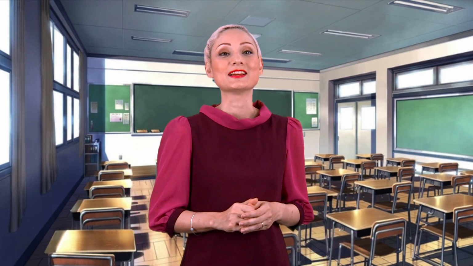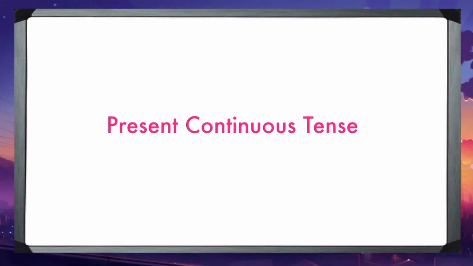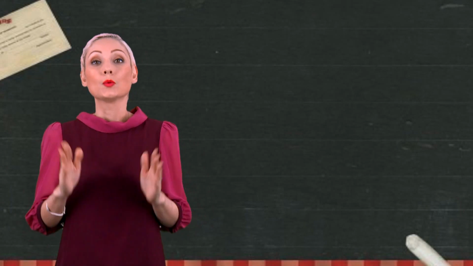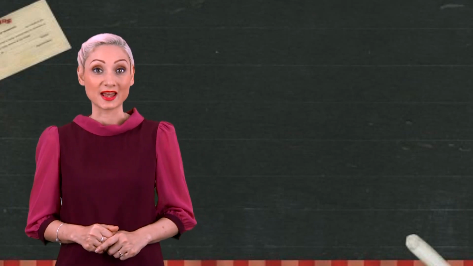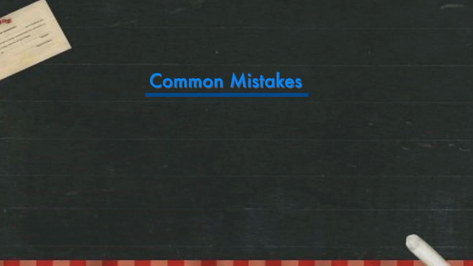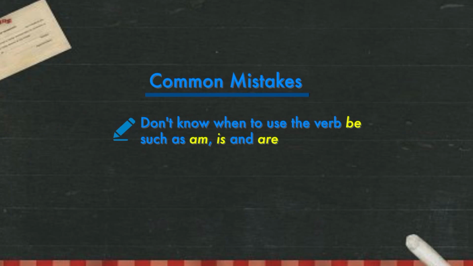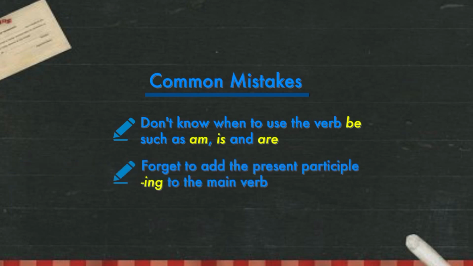Today we are going to learn how to use the present continuous tense correctly. When using the present continuous tense, many students get confused by the use of the verb be, such as am, is, and are. Sometimes they also forget to add the present participle -ing to the main verb that they are using.